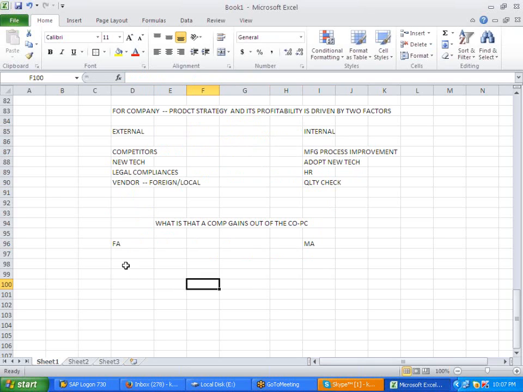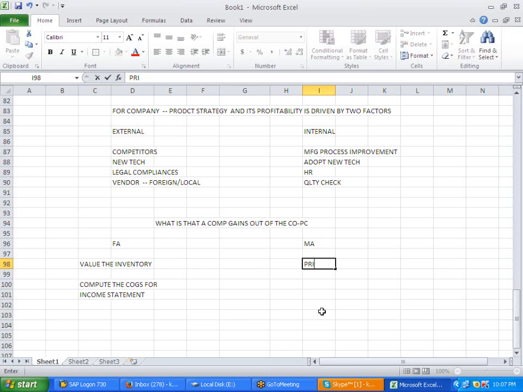From the financial accounting perspective, if I say it helps me to value the inventory, agree or disagree? If I know the cost of the product, I can value the inventory, the stock. Exactly, it helps me know that. It will help me to compute the COGS for the income statement, right? Correct.